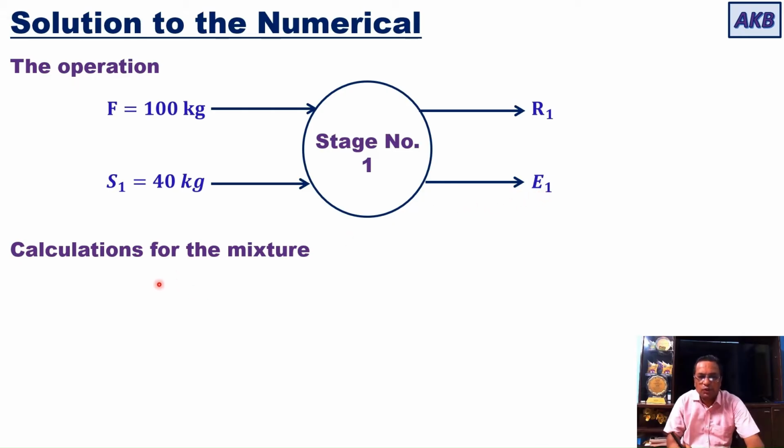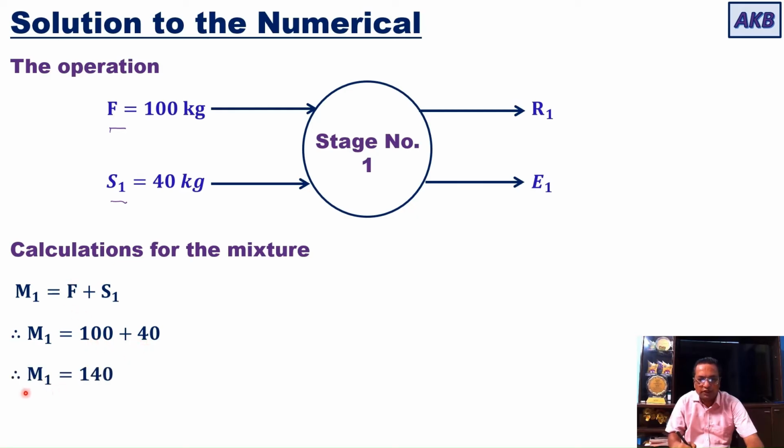Okay. So first of all, the first step is we will be doing calculations for the mixture. What is this mixture? We are talking about that mixture which will be formed after mixing feed and the solvent. So let us do the calculations. So mixture will be formed after feed and solvent are mixed. So that is M1, mixture in kgs, is equal to feed in kg plus solvent in kg. So therefore M1 is equal to feed is 100 plus 40, that is M1 is equal to 140 kg.